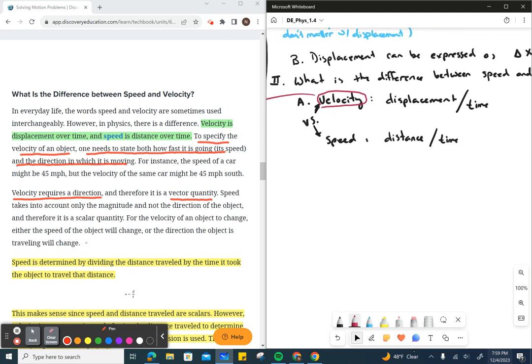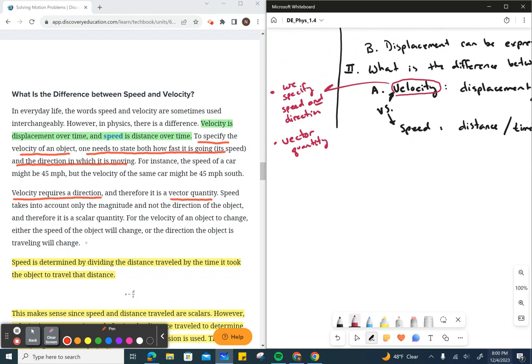Where do we want to write that here? For velocity to change, then you're going to either have a change in the speed, or you're going to have a change in the direction. All right. This is for the velocity of an object to change. So for velocity to change, either speed or direction changes. Okay.